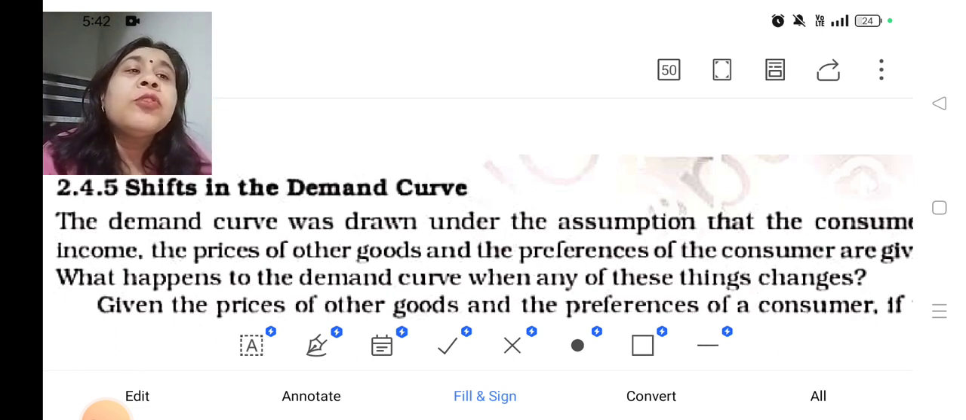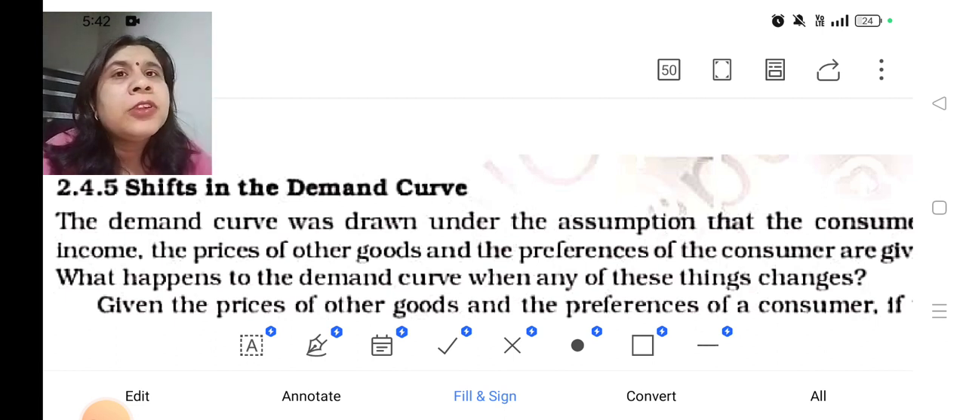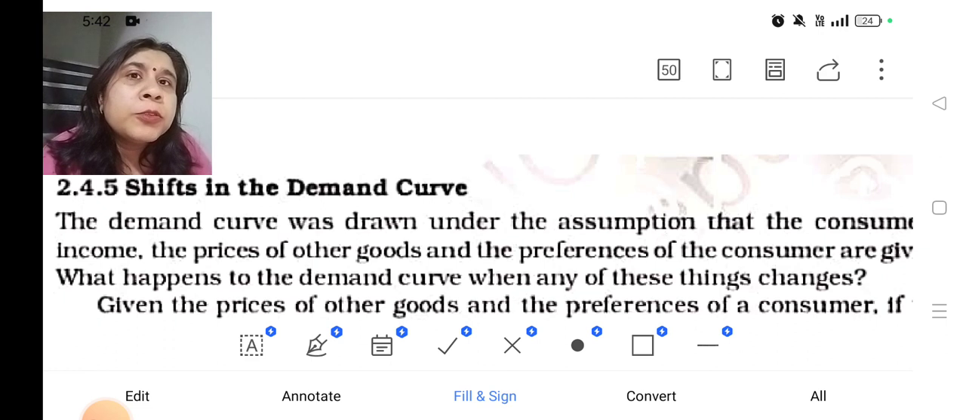Demand curve was drawn under the assumption that income remains constant, price of the substitute goods, price of complementary goods, preference of consumers, taste of consumer, habits of consumer, there are no changes. So this was the assumption when we learnt about expansion and contraction in demand, and we learnt about the demand curve on the basis of law of demand. But shift in demand curve will be opposite to it.